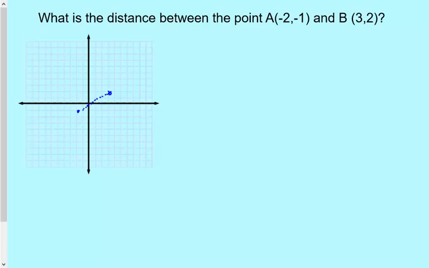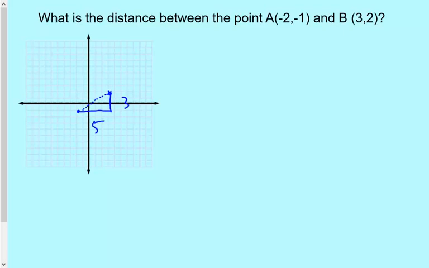So one thing that you can do is draw a right triangle and apply the Pythagorean theorem. The distance formula is actually no different than the Pythagorean theorem. And so the length of the vertical leg is 1, 2, 3 units. And then the length of the horizontal segment is 1, 2, 3, 4, 5 units.